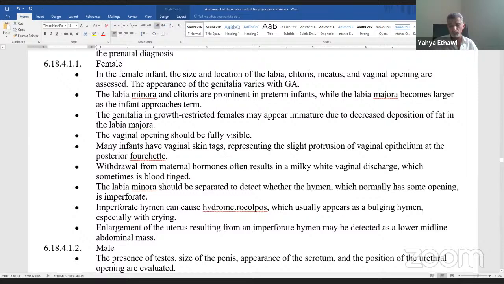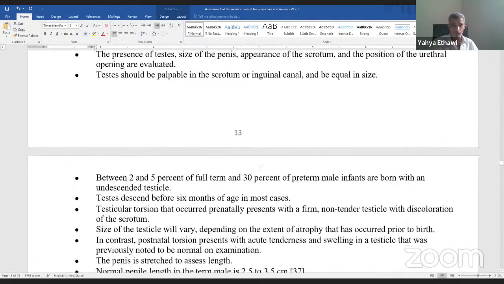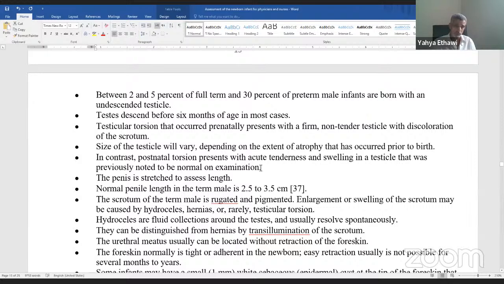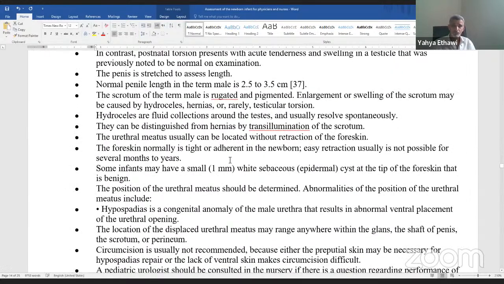Also measure the distance between the anus and the clitoris, what we call the anal index, whether the anus is anterior or not, because that always helps you not to miss an imperforate anus. You have to look at the vagina, whether it's opening or not, and whether the membrane is bulging or not. In the male, very important to check whether the testis is descended, and if it's undescended, where is it? Is it inside or outside the abdomen? Because the interventions are different.